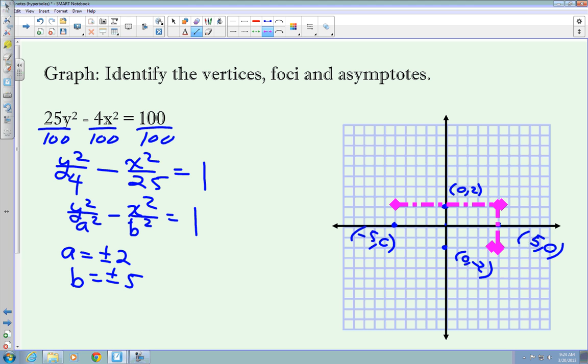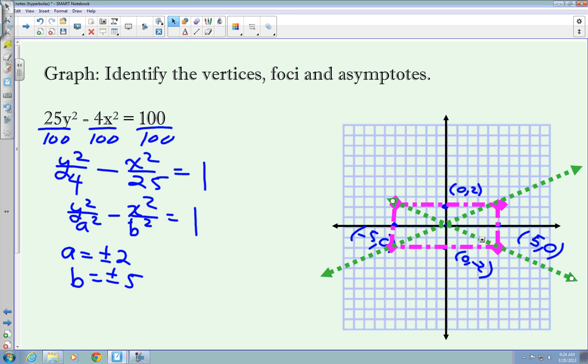Okay, each of the sides of the box. Then once you have that box, draw your asymptotes. So they go through the opposite corners of the rectangle, and extend them. They go out past the rectangle.